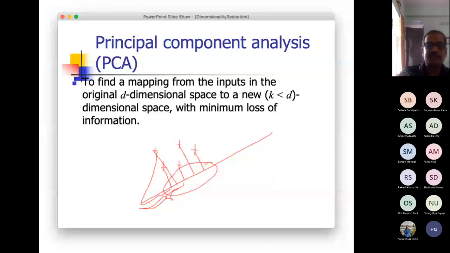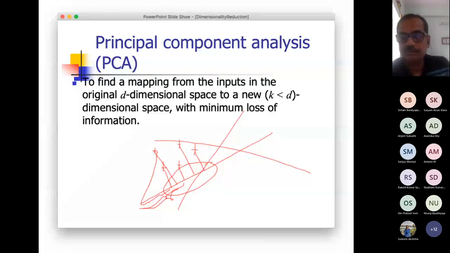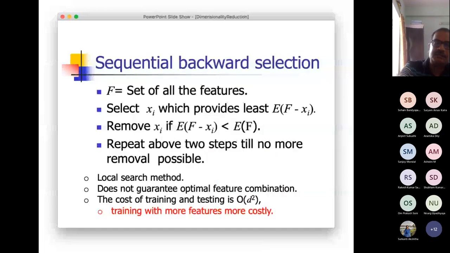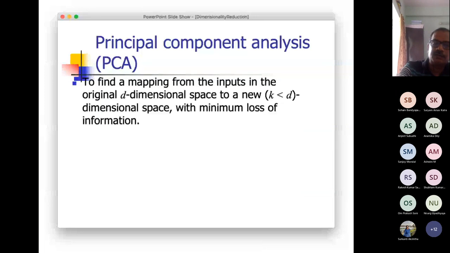So which direction? There are so many possible directions. Along which direction would the variance be maximum? You consider that the principal direction in that sense, right? That is the principal direction, and the projected component is the principal component. So in this way you are finding out the first component.